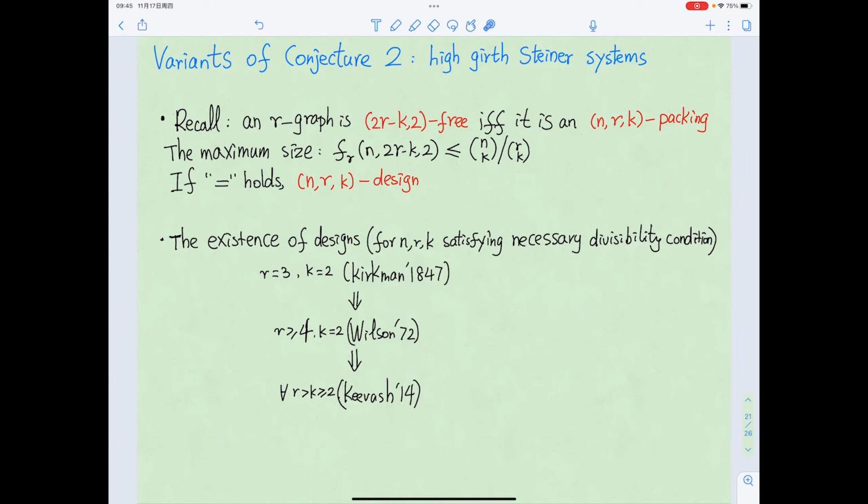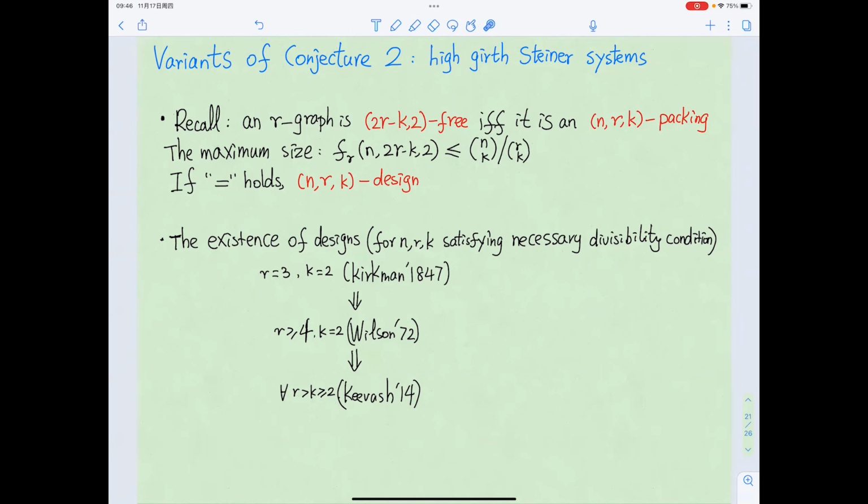1972. Personally, I like this result because the result of Wilson shows that when you extend a result from r equals 2, from r equals 3 to r at least 4, such an extension may not be that easy. And Keevash famously solved the problem of the existence of designs for every (n, r, k) satisfying the necessary divisibility conditions.